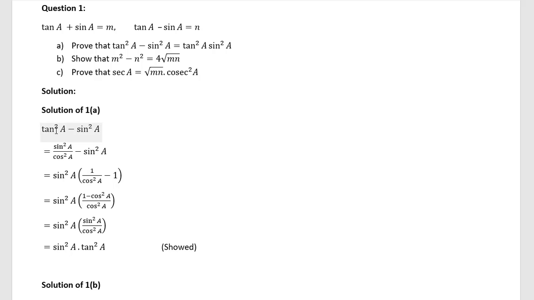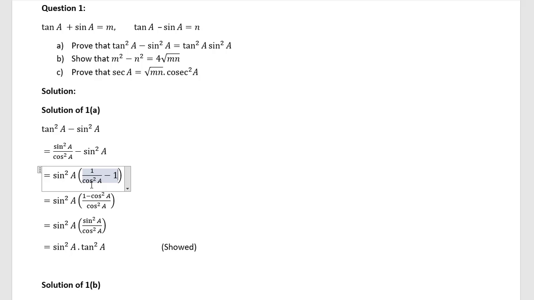Or we could apply sec square formula here or cos square formula here. But how do we know that we have to apply sin square a by cos square a? Because we want to take sin square a as a common factor. So as a common factor sin square a, we have taken sin square a here, and we have got 1 by cos square a minus 1.